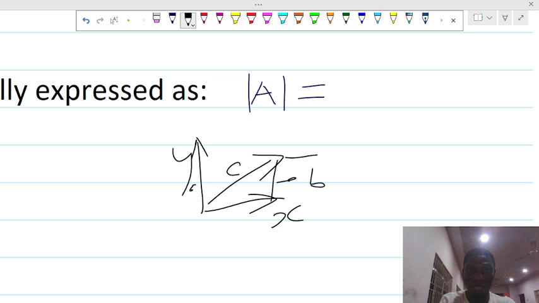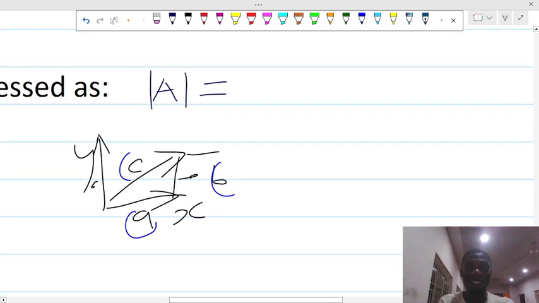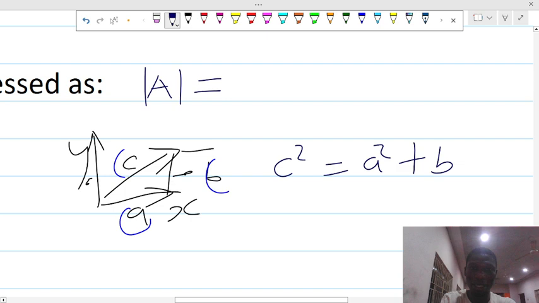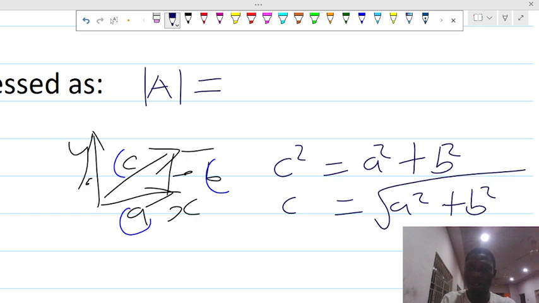Let's say this is B and this is A. According to Pythagoras' theorem, A squared plus B squared equals C squared. We can express this as C squared equals A squared plus B squared, and making C the subject of the formula, we have C equals the square root of A squared plus B squared. So this is our Pythagoras.